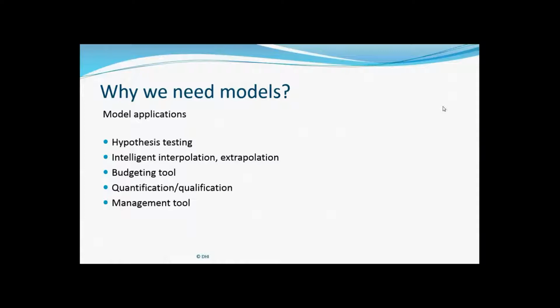It's an intelligent interpolation or extrapolation between measurement points, for instance. We can use models for budgeting, looking at the entire mass of carbon or nutrients within a system. We can use it for quantification and qualification if we have a model for a specific lake or river. If we change things, for instance a nutrient load reduction, or we construct a dam or anything else, what will be the overall effects of that?